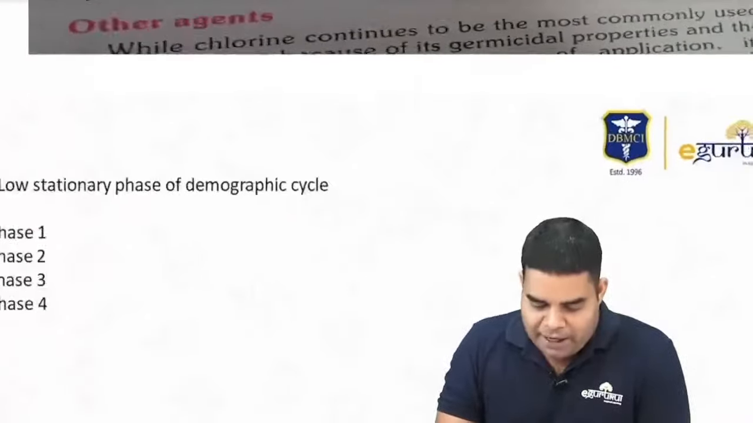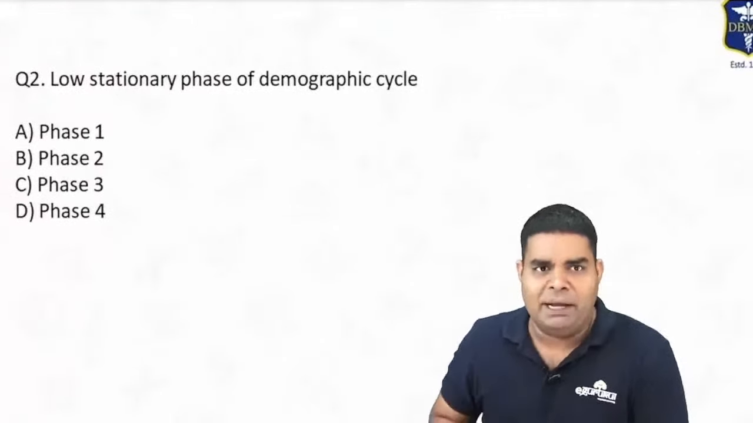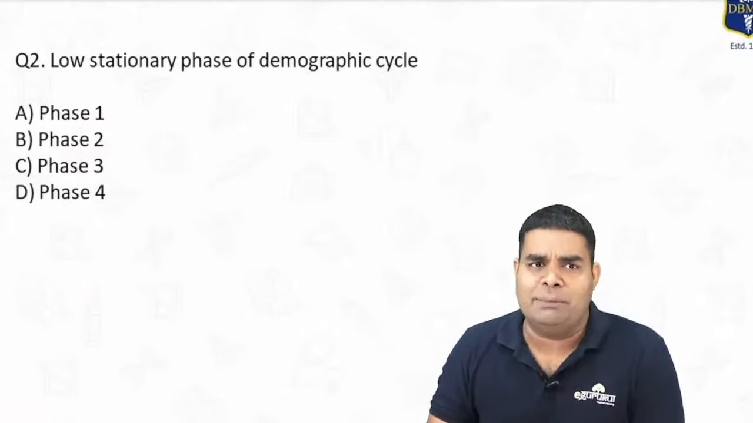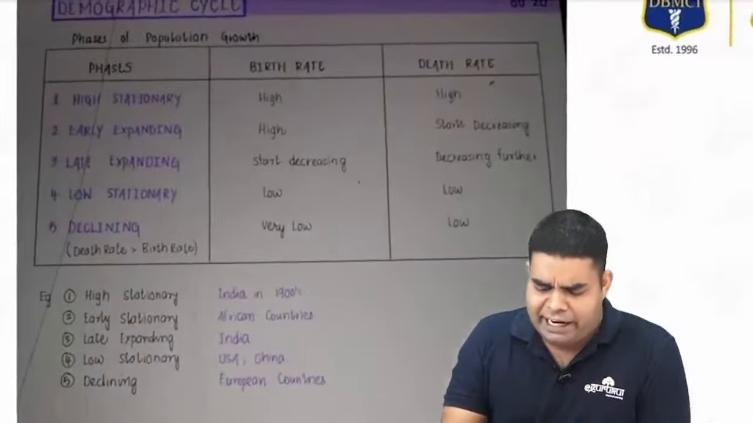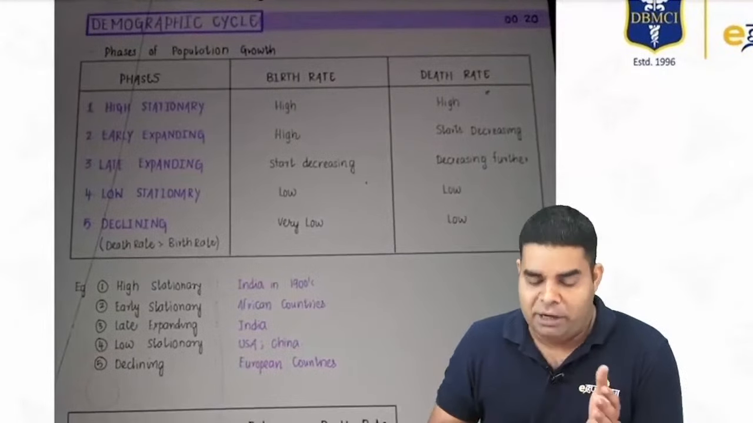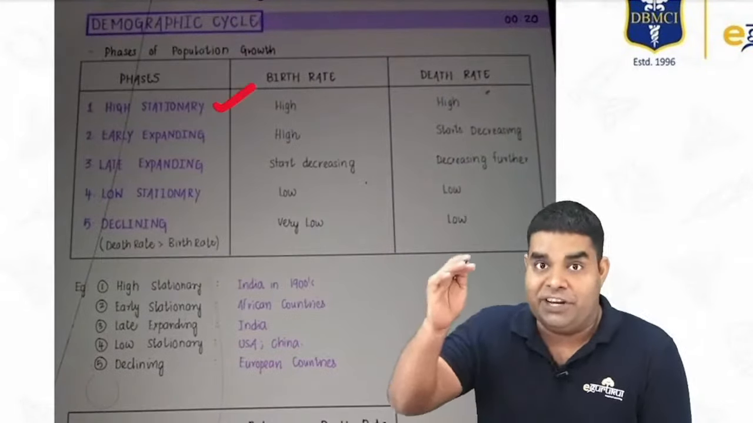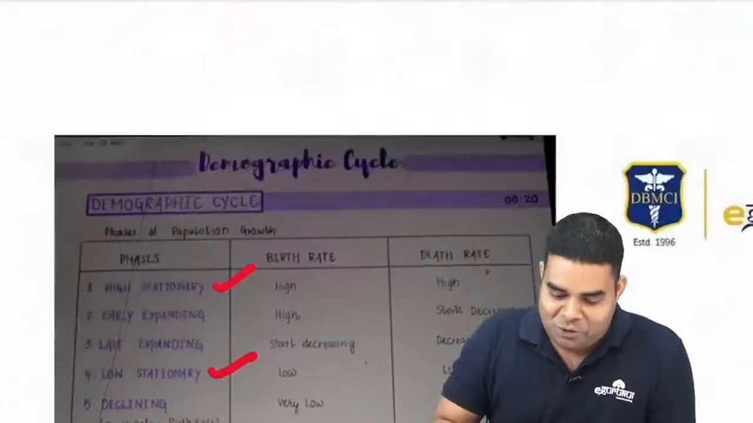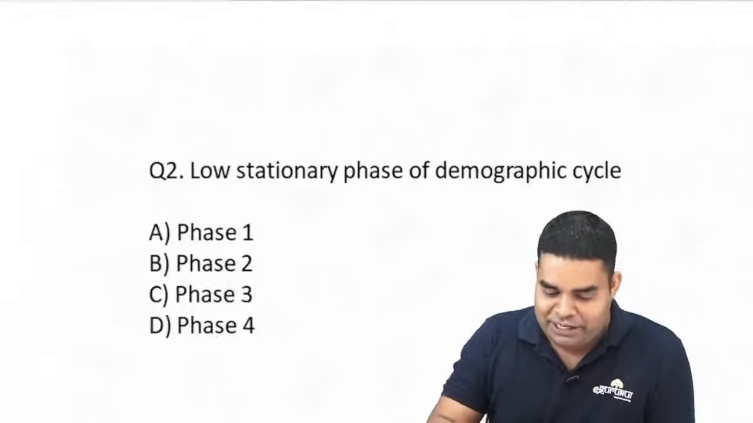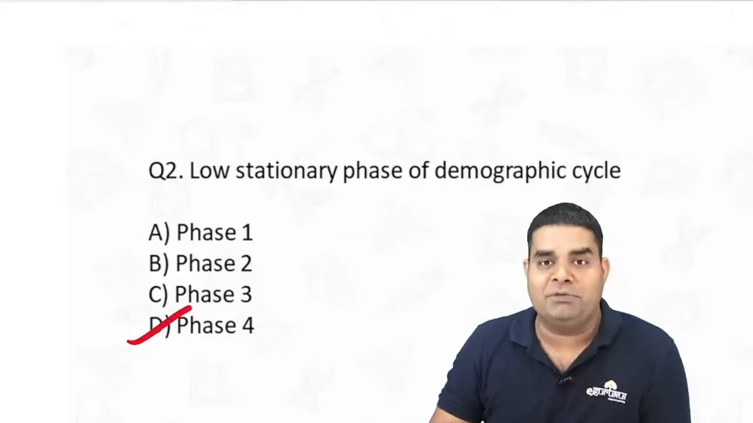Now, the second question is very simple. What is the low stationary phase of the demographic cycle known as? And we have read it again and again. We all know it's very simple to remember. The first phase is high stationary. Fourth is low stationary. And that was the question actually, which one is low stationary? So the low stationary is definitely phase 4.